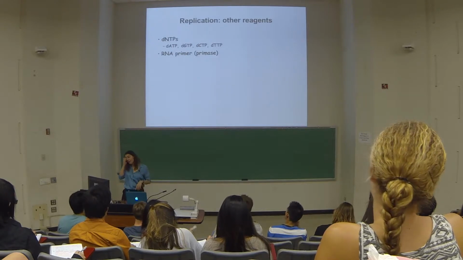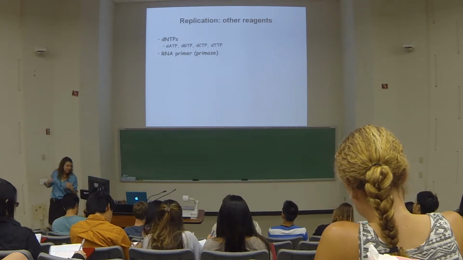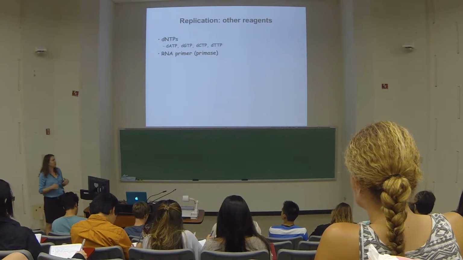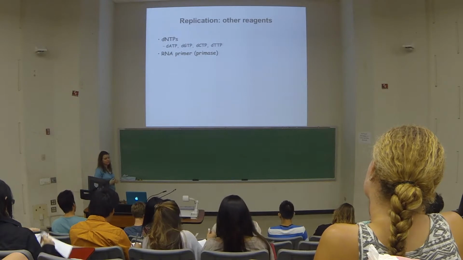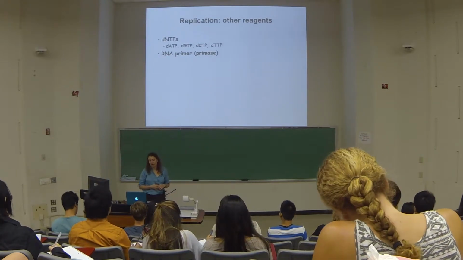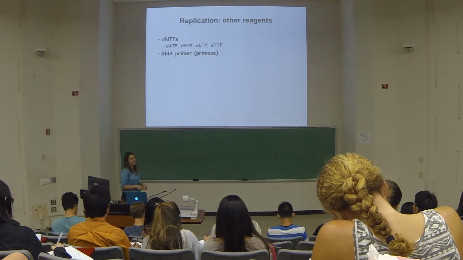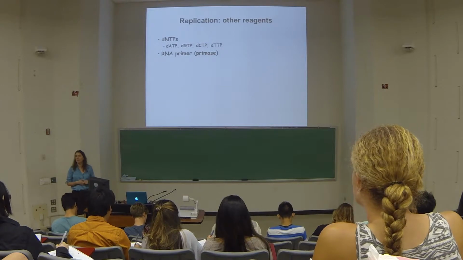All right, in the cell, in a tube, we're adding everything in there for a specific reaction. In the cell, we need something to make that primer for us. An enzyme called primase. All right, and unlike the test tube where we're using DNA primers, in the cell it's an RNA primer.